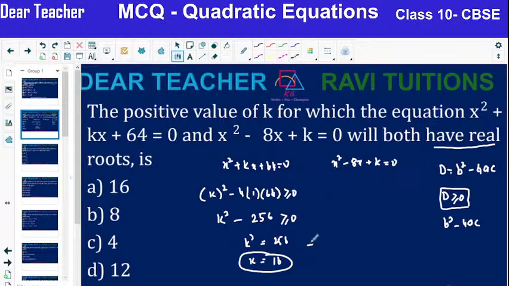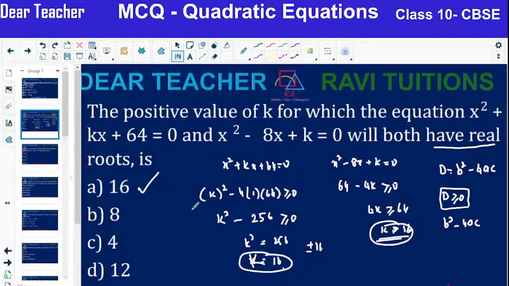Positive value. So plus or minus 16 will come, but 16. Here k is equal to 16. Here also let us see. b square is 64, 4ac is 4k, which is greater than or equal to 0. So then 4k is equal to 64 and k is equal to 16 here also. In both the cases, the answer is 16.